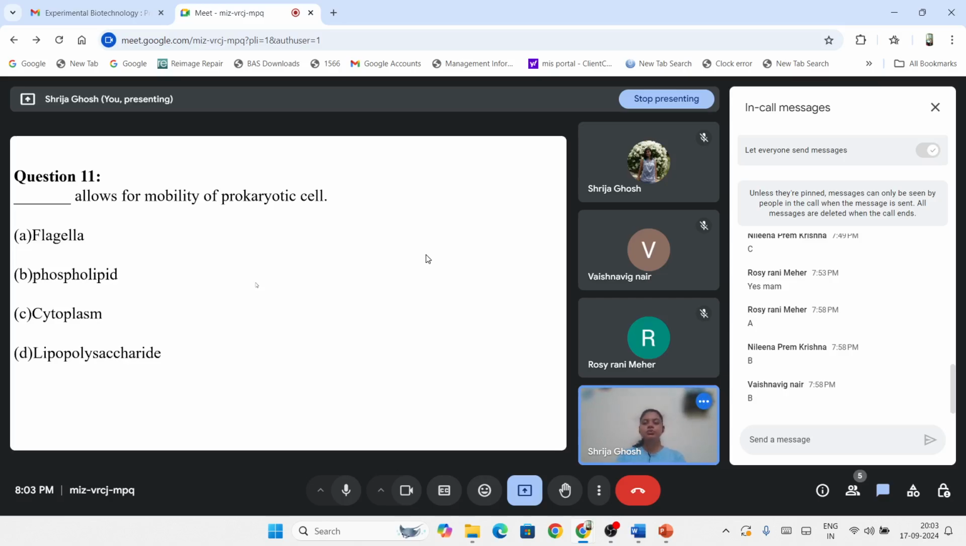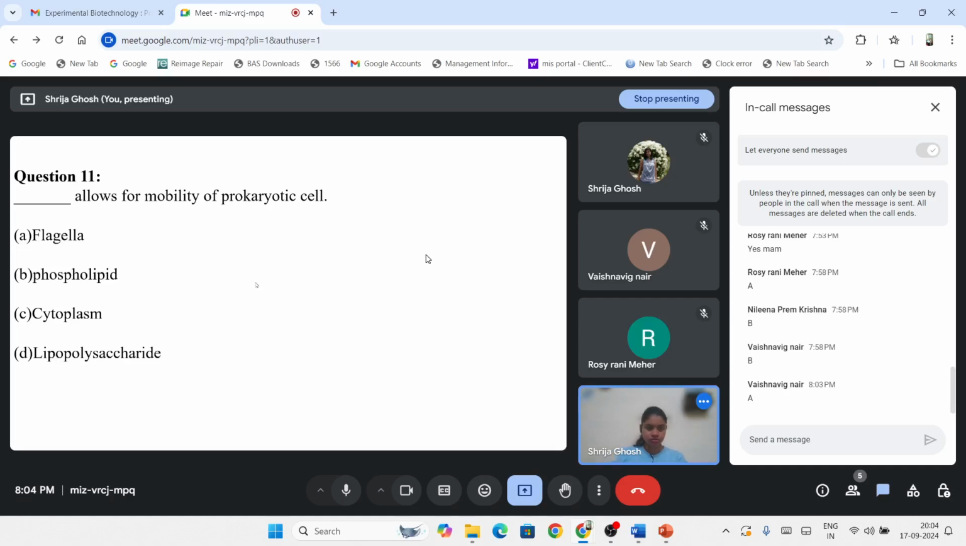Moving on to the next question now, question number 11. Dash allows for mobility of the prokaryotic cell. Option A, flagella. Option B, phospholipid. Option C, cytoplasm. And option D, lipopolysaccharide. What is present in the prokaryotic cell that allows its mobility?